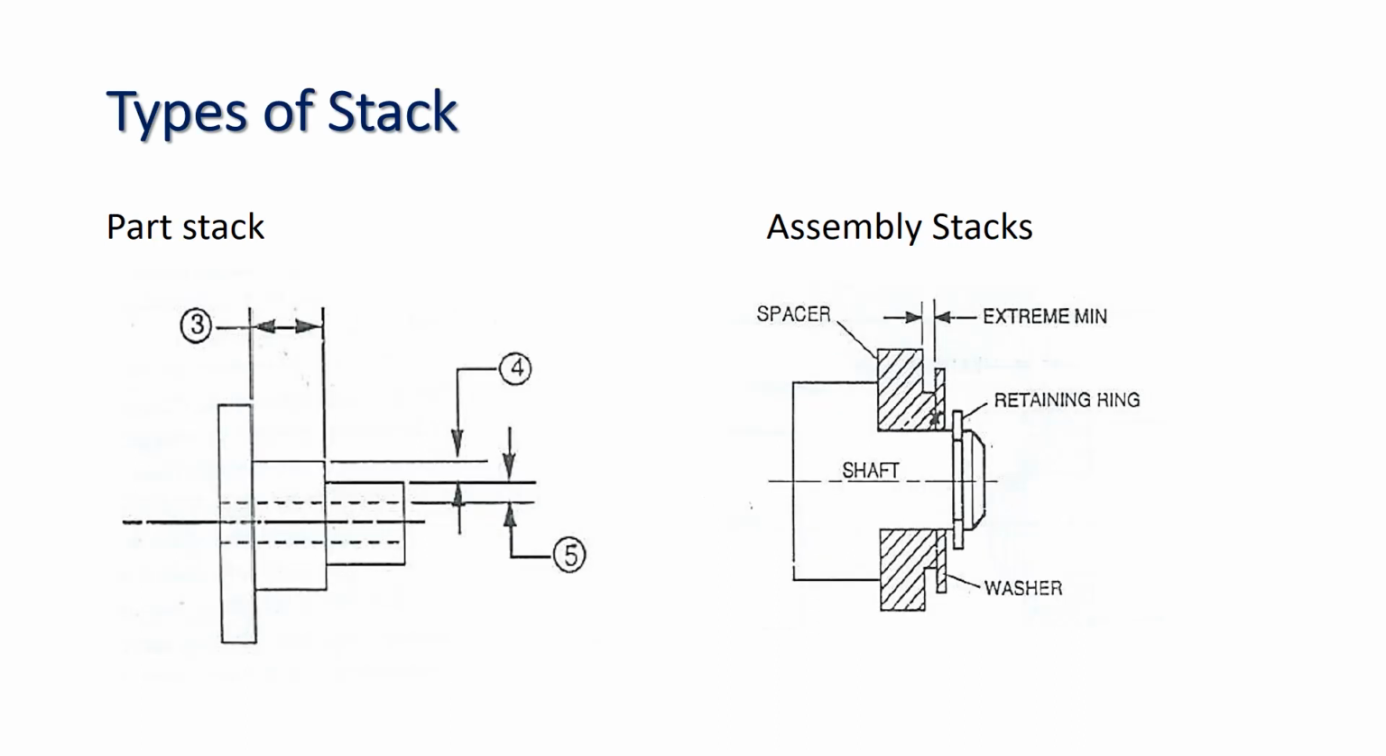And there are two other types of stacks. One is part level stack, as shown in figure 1. There are 3, 4, 5. These things can be optimized by using stack calculation. And in assembly stack, we can find out the extreme minimum and maximum between the spacer and retaining washer in the assembly stacks.